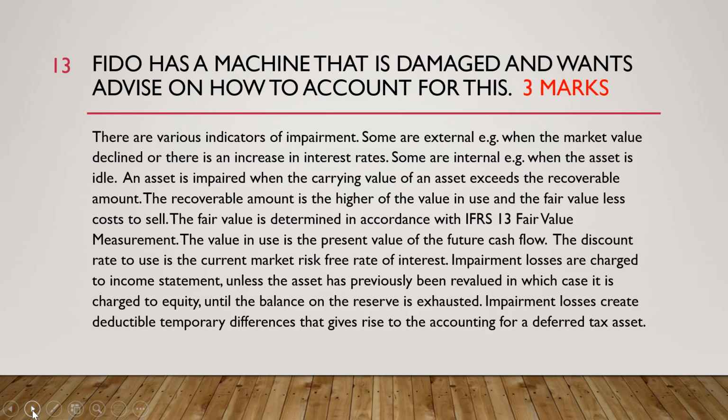I'd like you to read this answer. Fido has a machine that is damaged and wants advice on how to account for this. 3 marks. There are various indicators of impairment, some external, some internal. Have a read. How many marks would you give it?